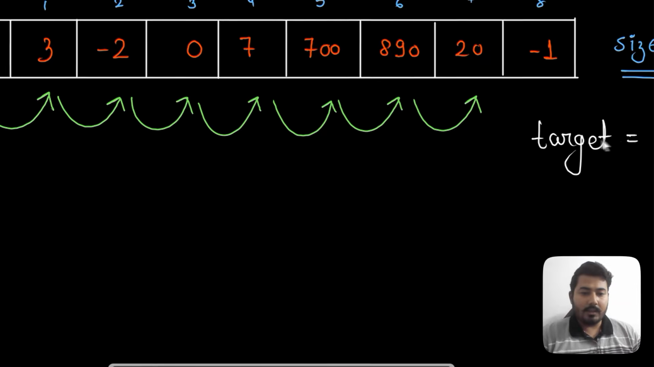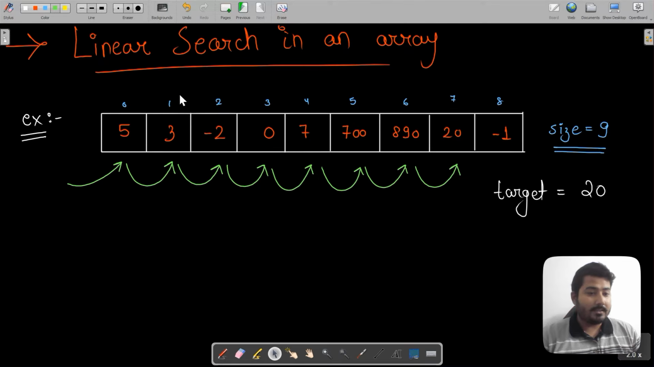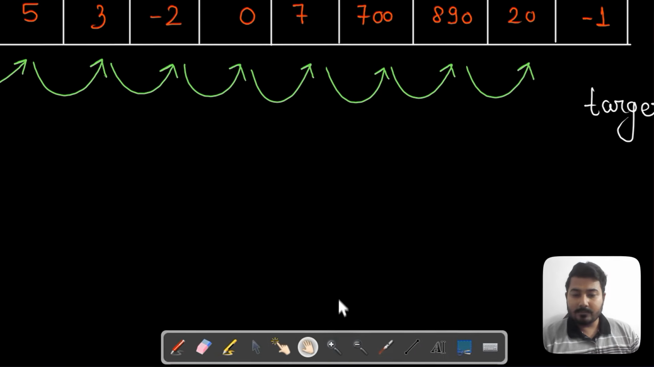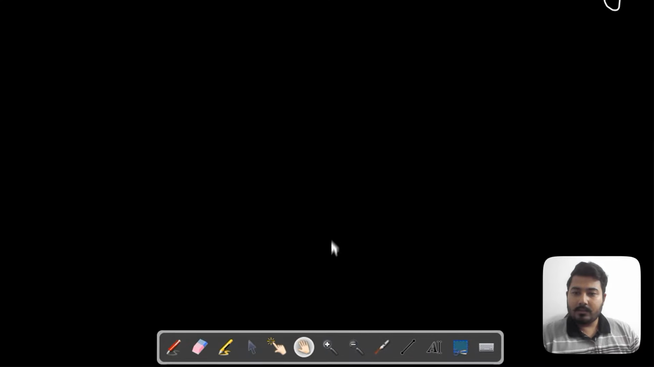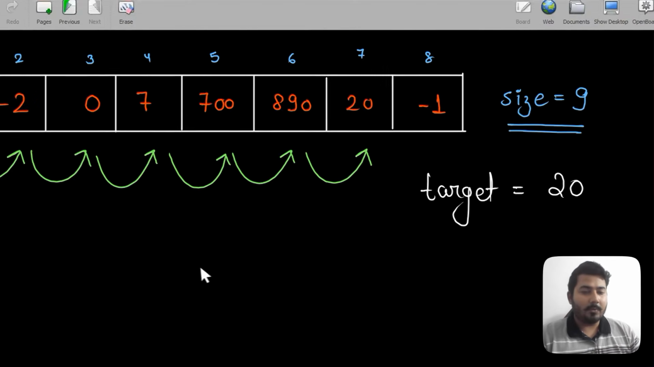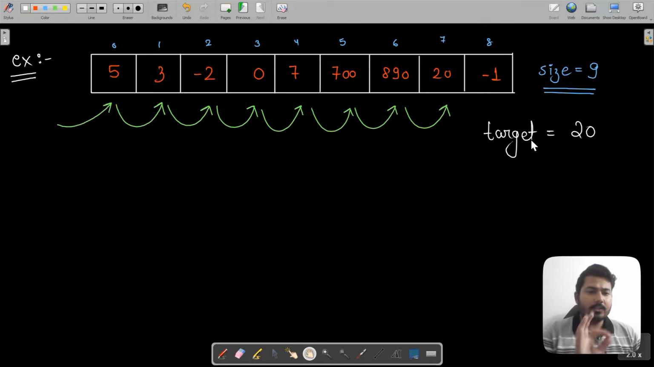I was saying, why exactly is this called linear search? Let me tell you that. Let's suppose in this example only, the target could be literally anything. Okay, the target could be literally anything.